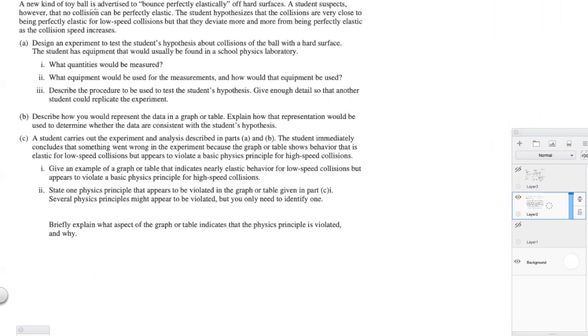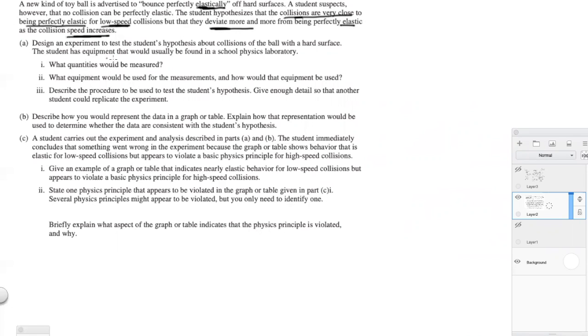So we got this new toy ball being advertised, and it's advertised as bouncing in a perfectly elastic way, meaning that all mechanical energy is kept, no mechanical energy is lost. A student suspects, however, that no collision can be perfectly elastic, and the hypothesis is this: the collisions will be very close to elastic for low speeds, but they'll deviate more and more from elastic at higher speeds as the speed increases.